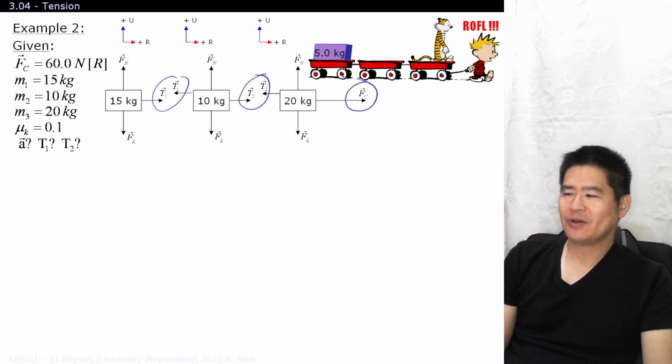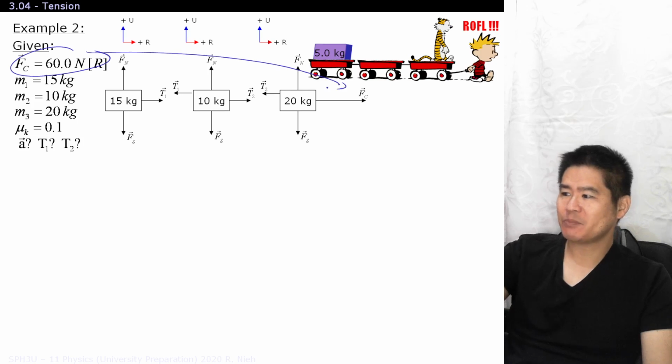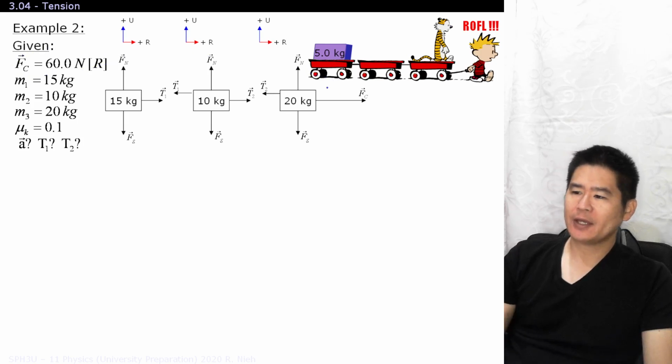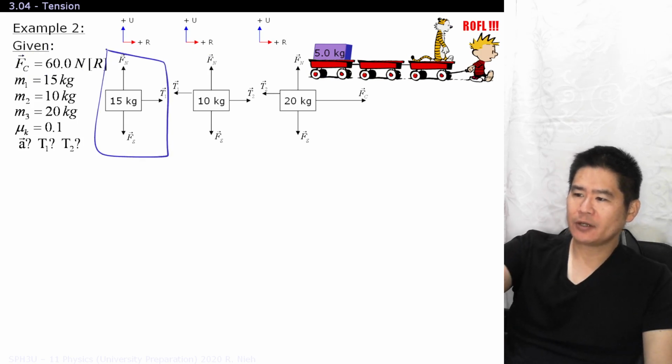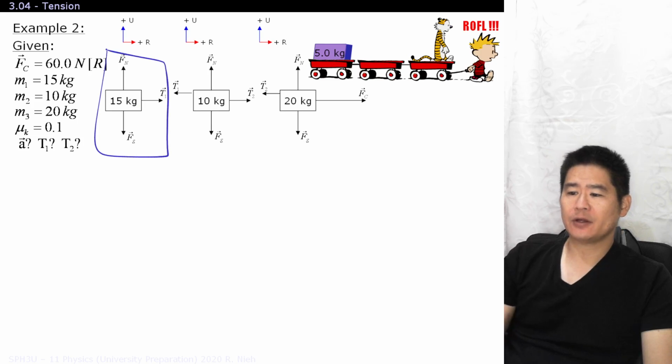And here's a question. What tension's acting on FC? Exactly. If Kelvin's pulling with a force of 60 newtons, then the tension on FC should be 60 newtons. Okay, let's get started on doing our calculations for this guy over here. But since there is friction involved, you have to think about logically where should the force of friction be pointing. And it always opposes the direction of motion.